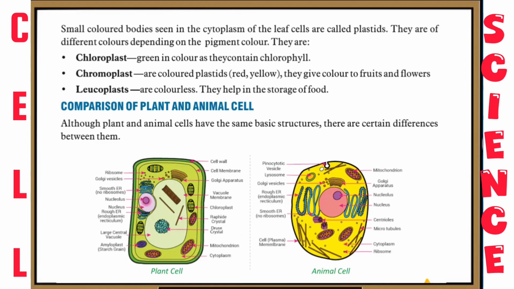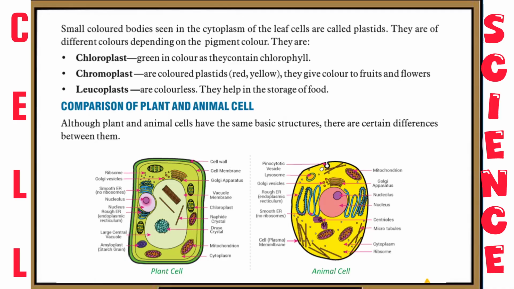Small colored bodies seen in the cytoplasm of the leaf are called plastids. They are of different colors depending on the pigment color. First is a chloroplast, green in color as they contain chlorophyll. Next is a chromoplast, a colored plastid that is red and yellow. They give color to fruit and flowers. Next is a leucoplast, which is colorless. They help in the storage of food. So these are some colored bodies found in the cytoplasm of the cells of the leaf.